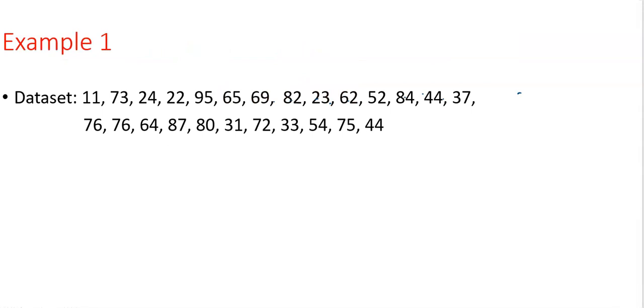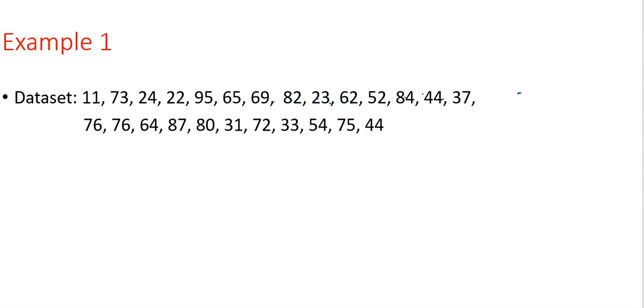Let us start creating a stem and leaf plot using this dataset. This dataset represents the test scores of students in grade 6. The first step to creating a stem and leaf plot is to organize your data. We have to arrange the data in ascending order. You could also arrange in descending order as well.